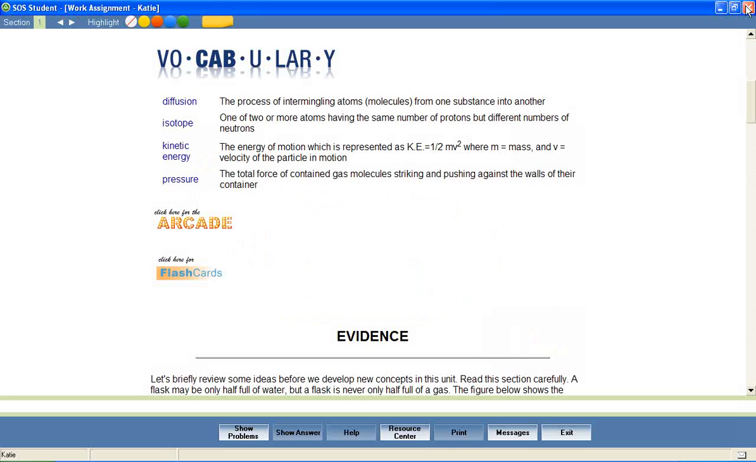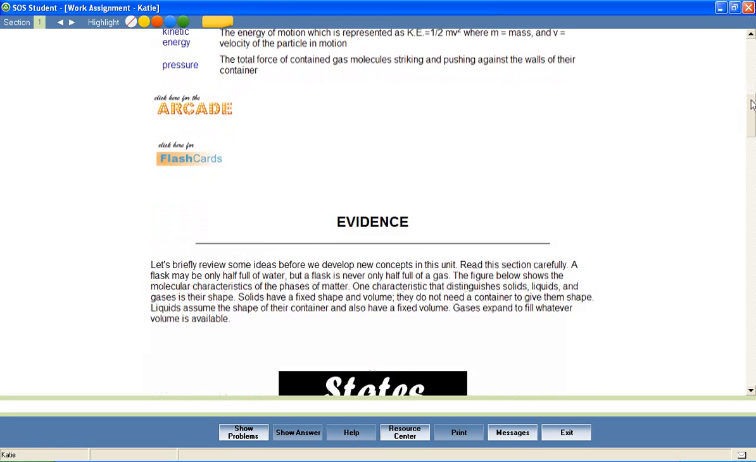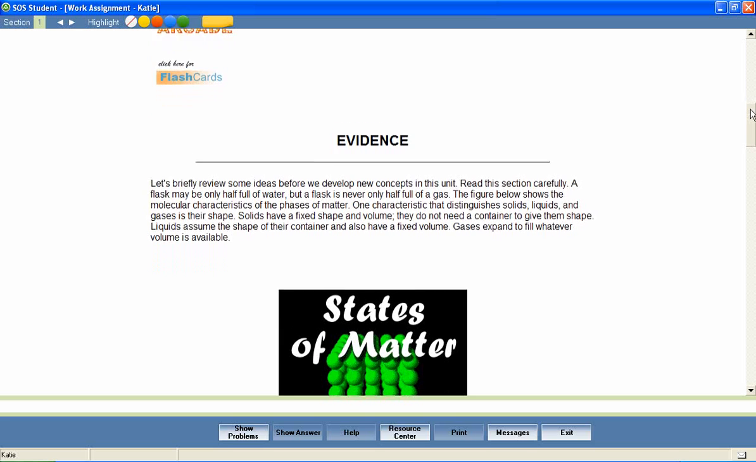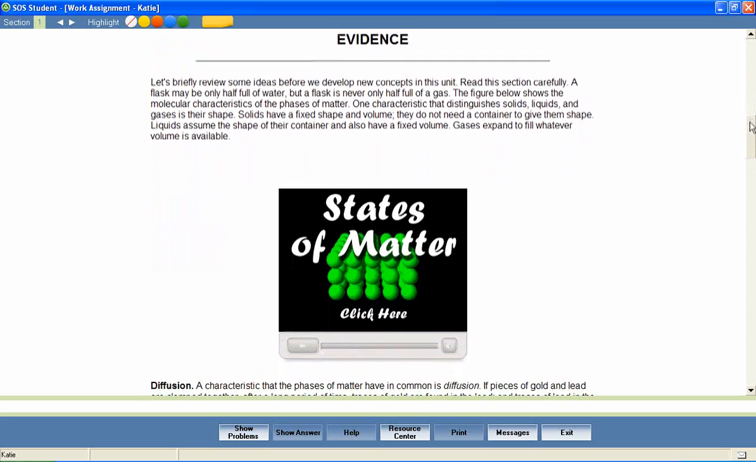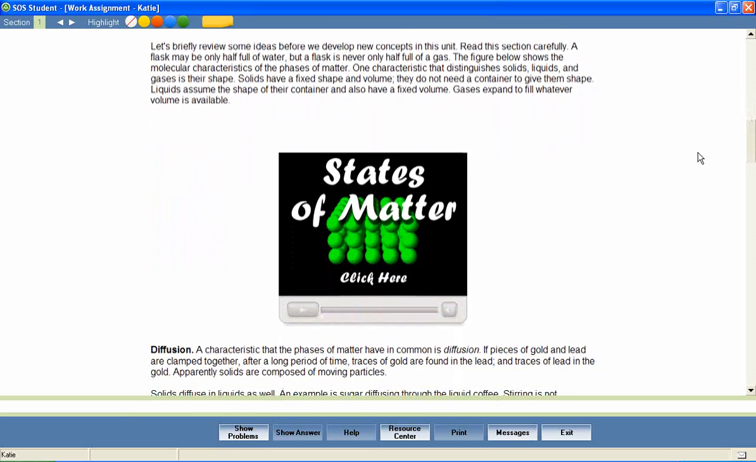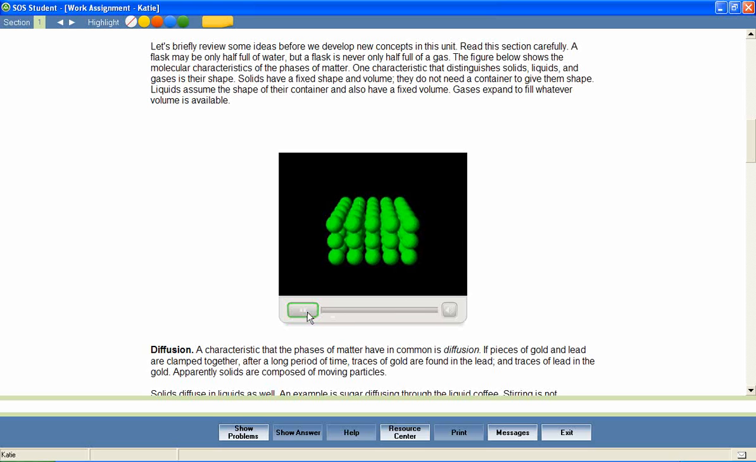After this introductory material, your students then move independently through the lesson, reading the text-based instruction and utilizing the multimedia features that have been provided. Solid, liquid, gas.